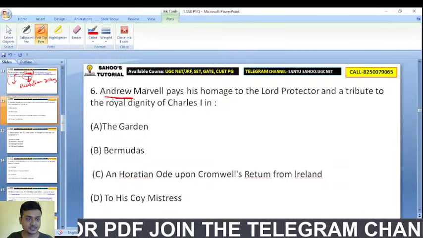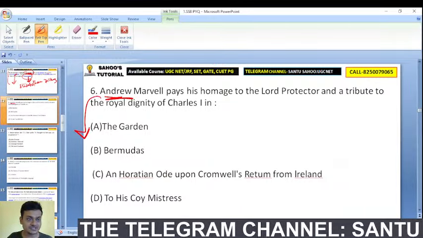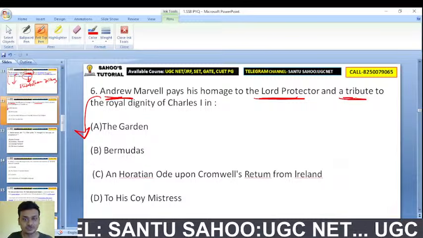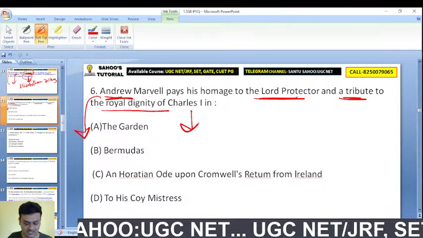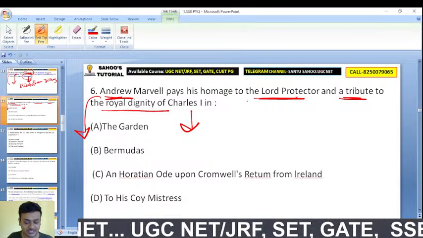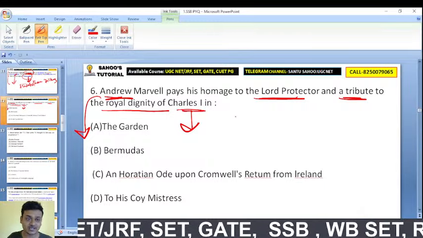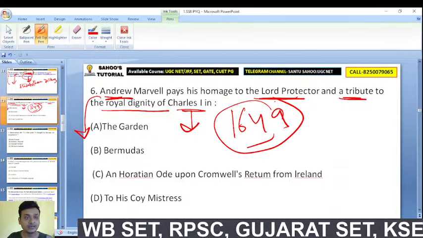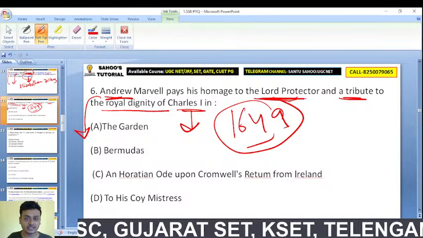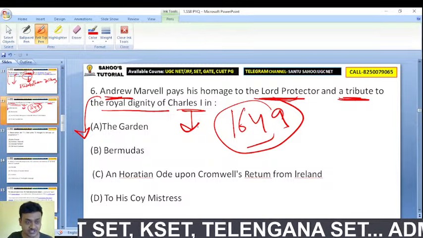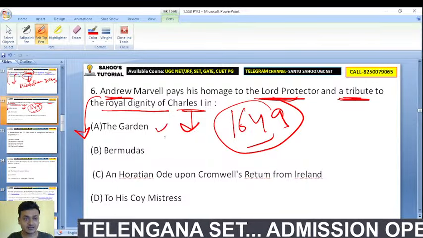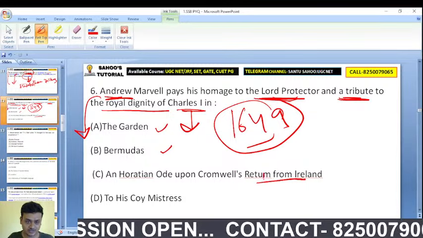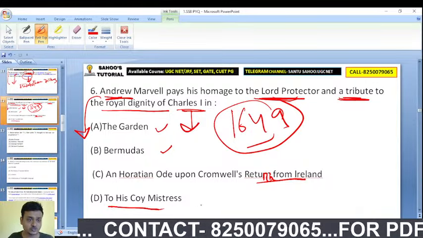Andrew Marvell, the 17th century metaphysical poet, pays his homage to the Lord Protector and a tribute to the royal dignity of Charles I. Charles I, you know, was executed in the year 1649. You all know that he was executed in 1649. In which of these works does Andrew Marvell do this? The Garden, Bermudas, A Horatian Ode upon Cromwell's Return from Ireland, or To His Coy Mistress?